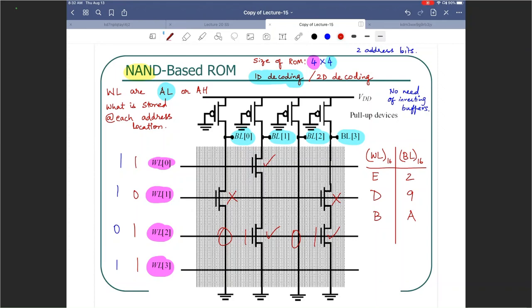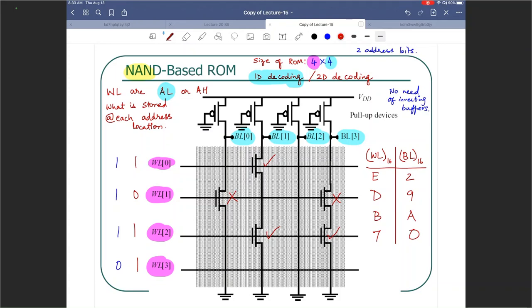Next, what would be the last one? The last one is, this is active, everybody else is inactive. And at that location, there is no transistor, so all zeros, right? But that address is what? Seven. Seven goes to zero.